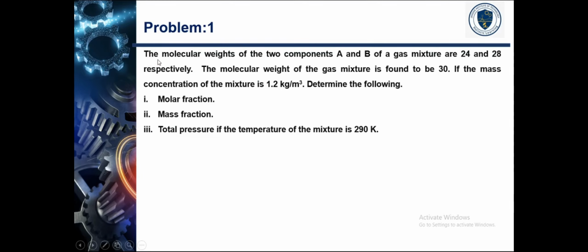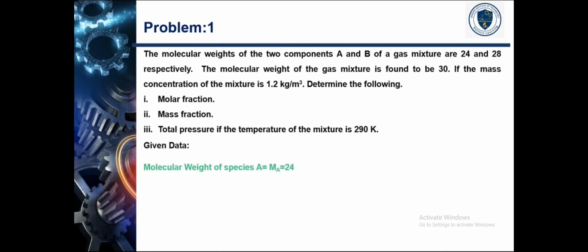The problem is: the molecular weights of two components A and B of a gas mixture are 24 and 28 respectively. The molecular weight of the gas mixture is found to be 30, and the mass concentration of the mixture is 1.2 kg per meter cube. Determine the molar fraction, mass fraction and total pressure if the temperature of the mixture is 290 Kelvin. First we have to write the given data.